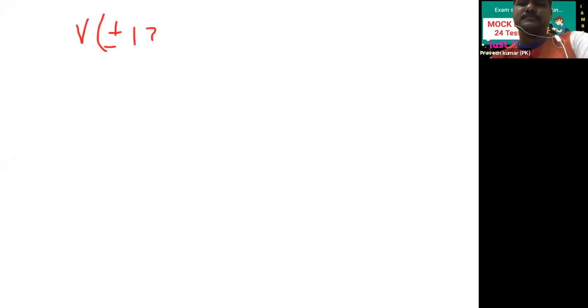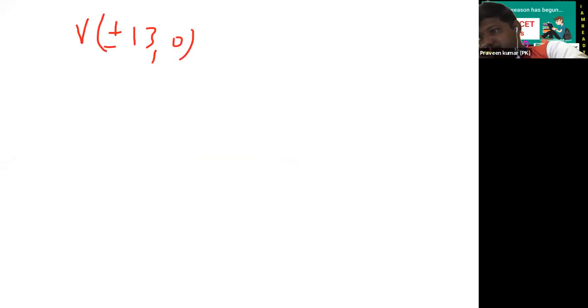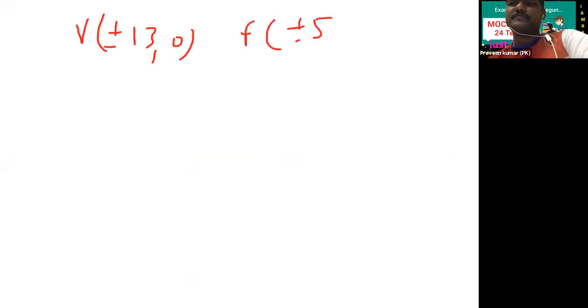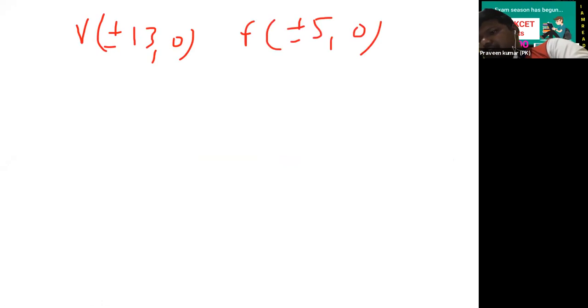Vertices plus or minus 13 comma 0. And the foci is plus or minus 5 comma 0. Find it.